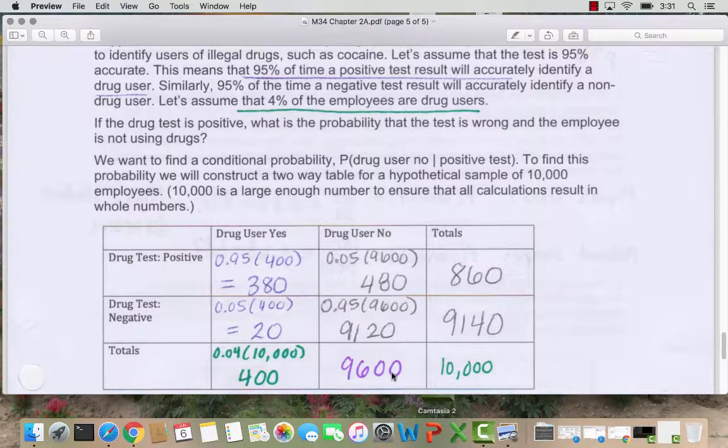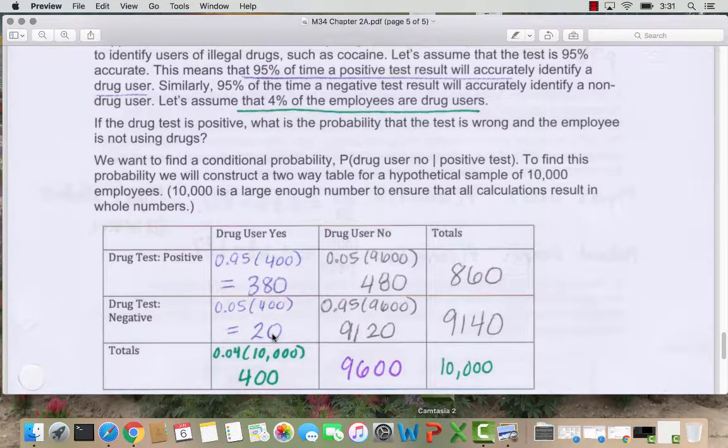So now to fill in the rest of the table, let's think about the accuracy of the test. We know 95% of the time, a positive test is going to accurately identify a drug user. So that means the drug test is going to come back positive 95% of the time that the person is a drug user. So we multiply 0.95 times 400 because that's our total drug users, and we get 380. Then we know 5% of the time it's going to come back negative incorrectly, so we can check 0.05 times 400 is 20. You could have also said 400 minus 380 and seen the 20 there.